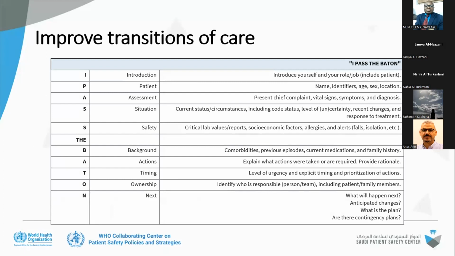How do we improve the transitions of care? This is a tool that is provided by the AHRQ during their TeamSTEPPS course, which is called I PASS the BATON. The baton is what is used during the Olympics, during the race. So I, introduction; P, patient; A, assessment; S, situation; the other S is safety; the B is background; A, actions; T, timing; O, ownership; next. So these are the elements you see in the schedule. You have to fulfill them all to ensure that you hand over the patient safely.